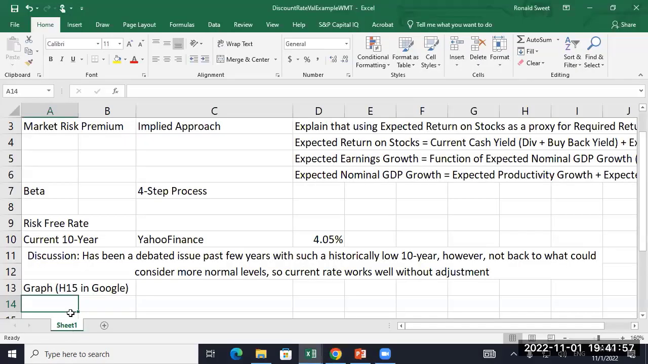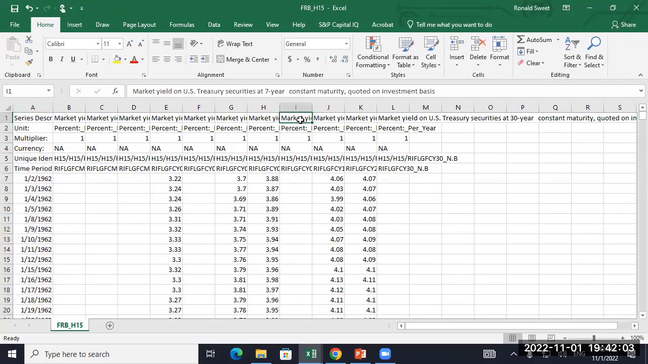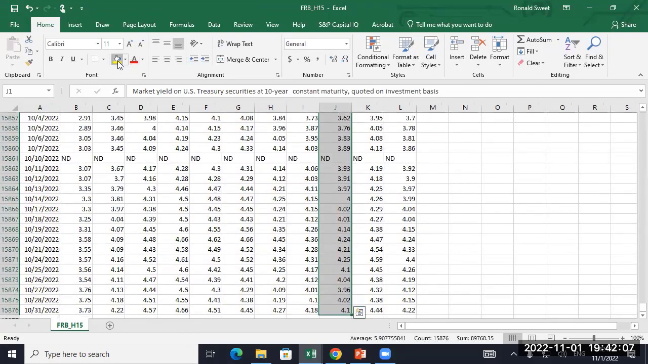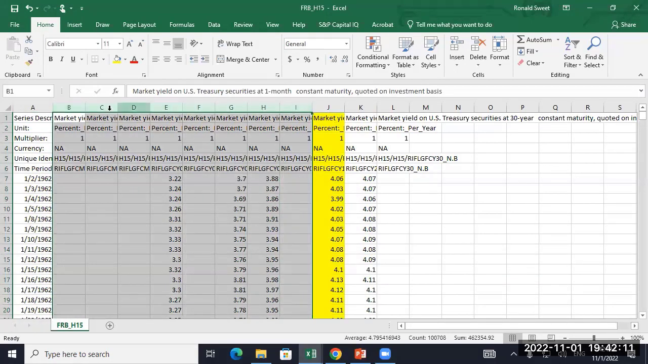And when you bring that in, unfortunately, they have all the holidays in there. So you got to take the holidays out. You got to decide how far back in history you're going to go. Find the 10-year first. That's what I always do, so I can tell which column I want to have. So get rid of everything that's not 10-year. And let's see how far back we think we need to go.